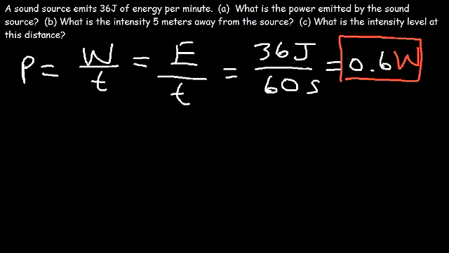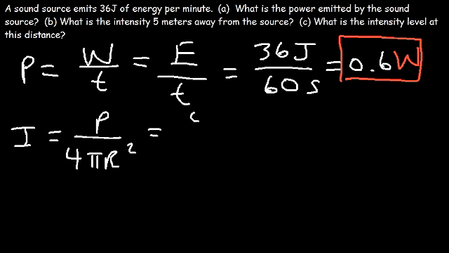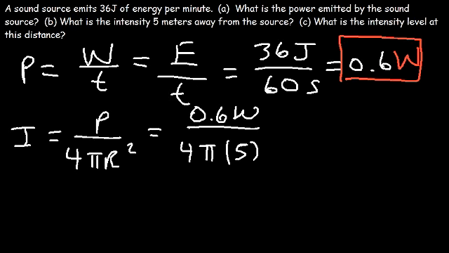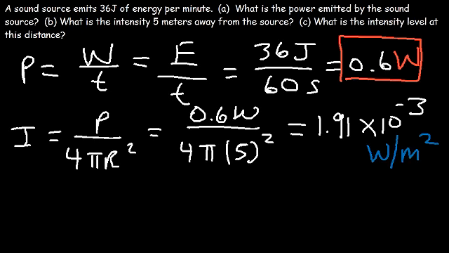Now what about part B? What is the intensity 5 meters away from the source? Intensity is power divided by surface area. So we have 0.6 watts being emitted and the distance is 5 meters, so we need to replace r with 5. You should get an intensity of 1.91 times 10 to the minus 3 watts per square meter.